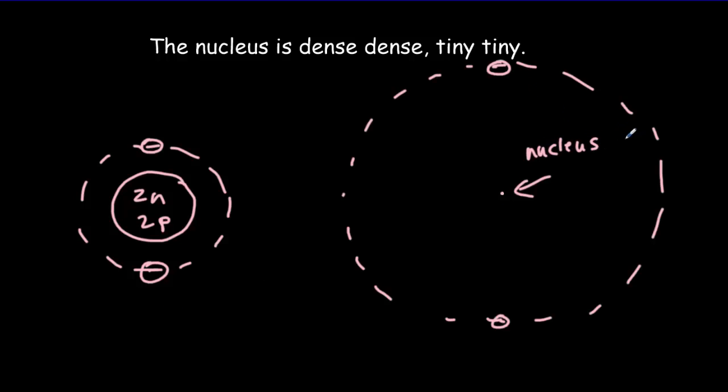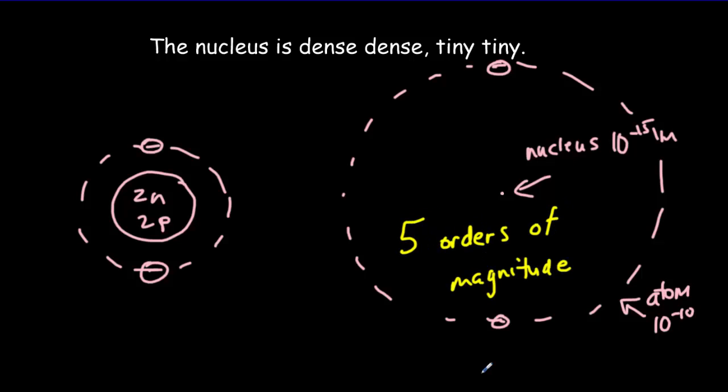The nucleus here is typically about 10 to the minus 15 meters. An atom has a size of about 10 to the minus 10 meters. So you're talking 5 orders of magnitude difference in size between the diameter of a nucleus compared to the diameter of an atom. So that's 5 orders of magnitude. So for instance, there'd be 5 orders of magnitude difference in size between a marble compared to a football stadium. So an atom is mostly empty space.